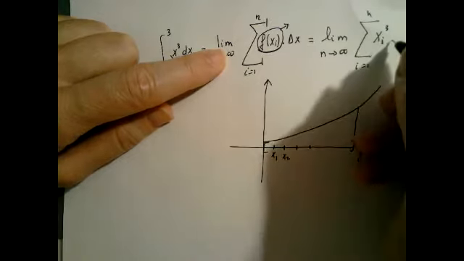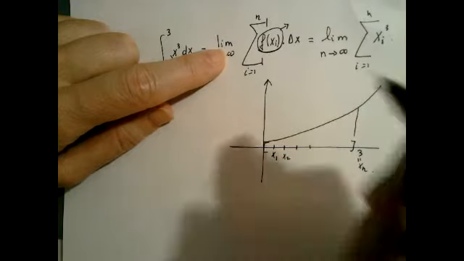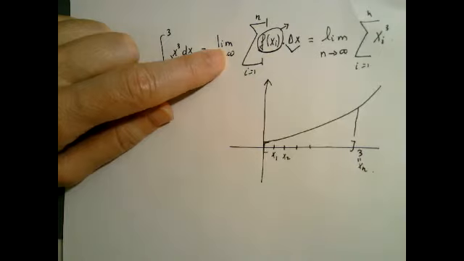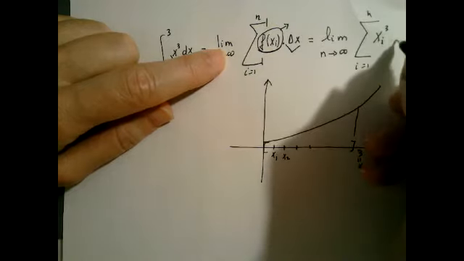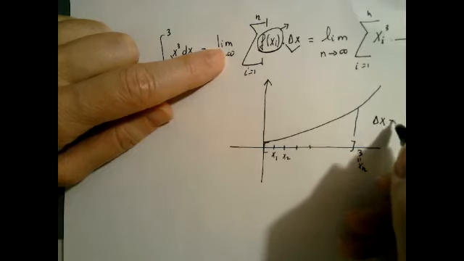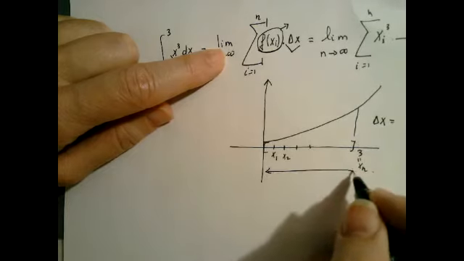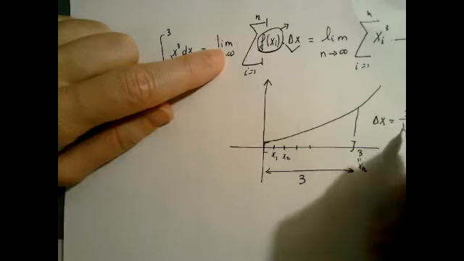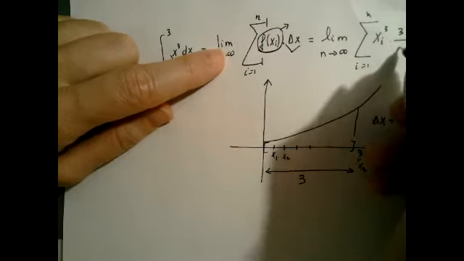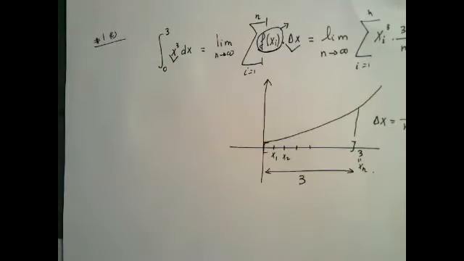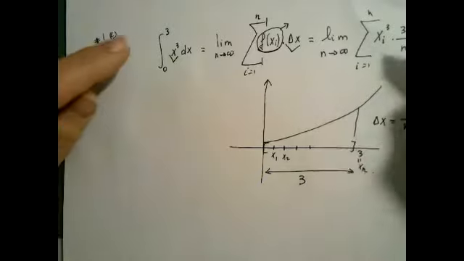For the delta x, I will give you two choices. You can either keep it as delta x, I will accept that, or you can substitute it. What is my delta x when I have n subdivisions? The length from here to here is 3. So my delta x is 3 over n. Okay. So that's really what I'm expecting you to write.